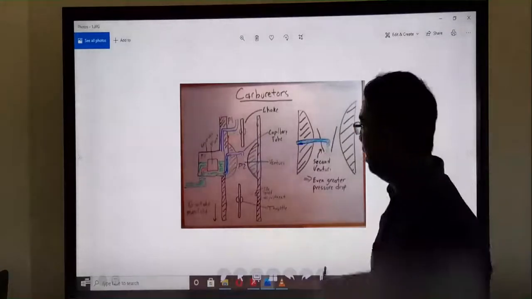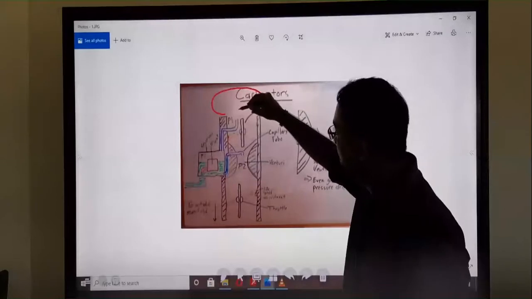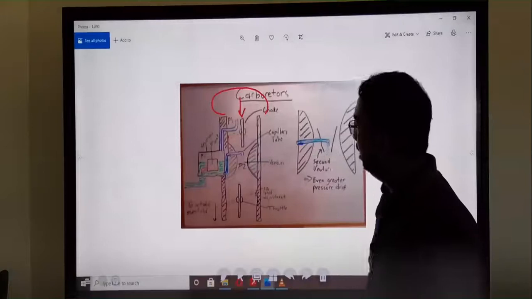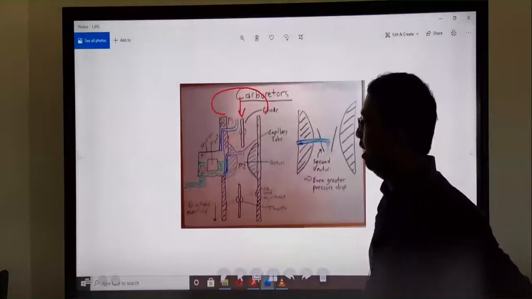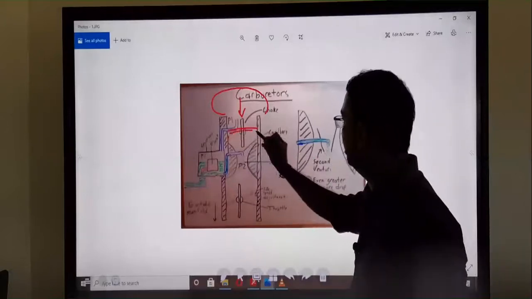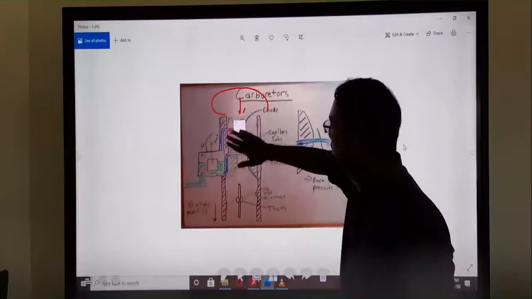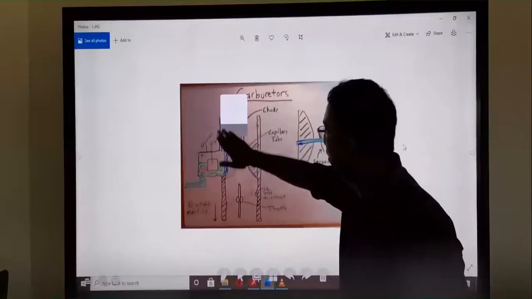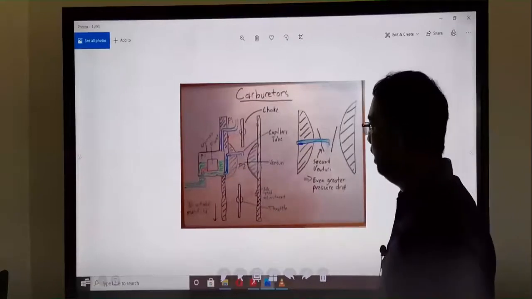So first we start. The air filter is located on this side, so the air comes from the air filter. Here there is a valve called the choke valve. We have to rotate the choke valve until like this, and the throttle valve works the same as the choke valve.